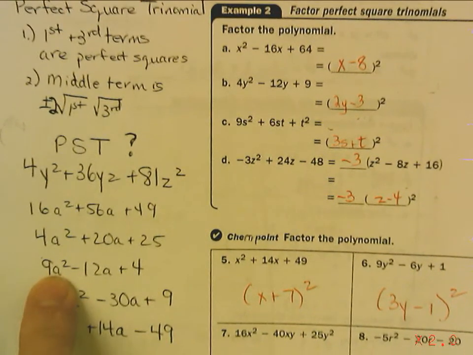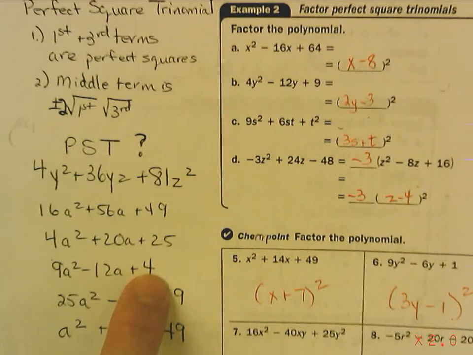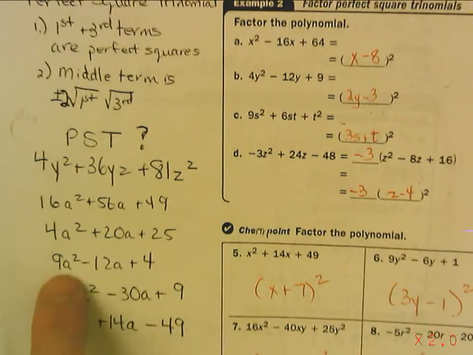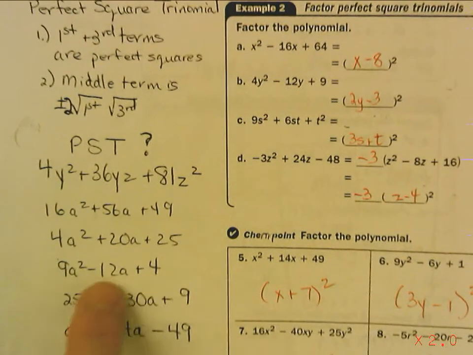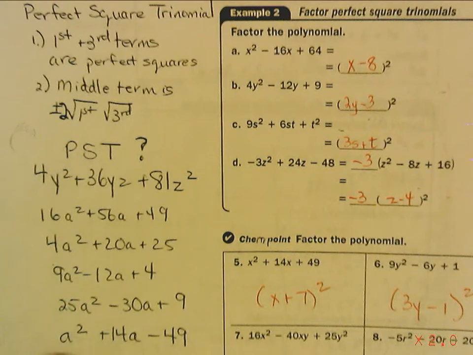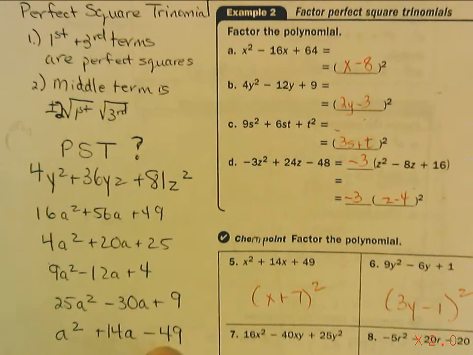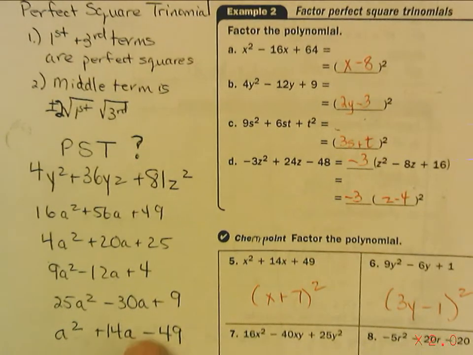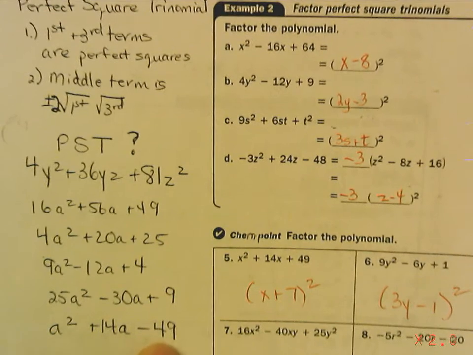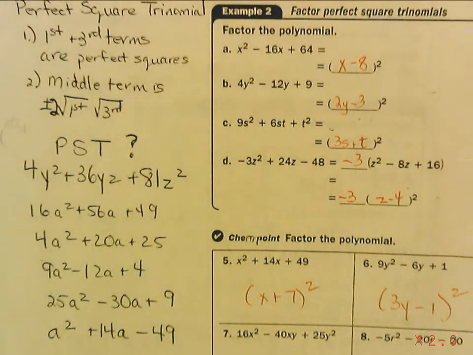9a squared minus 12a plus 4. The square root of this is 3a, times 2 is 6a. Double it, negative 6a. Okay? So if we look at this last one, why is this not a perfect square trinomial? And the reason is, to be a perfect square trinomial, that last term must be positive.